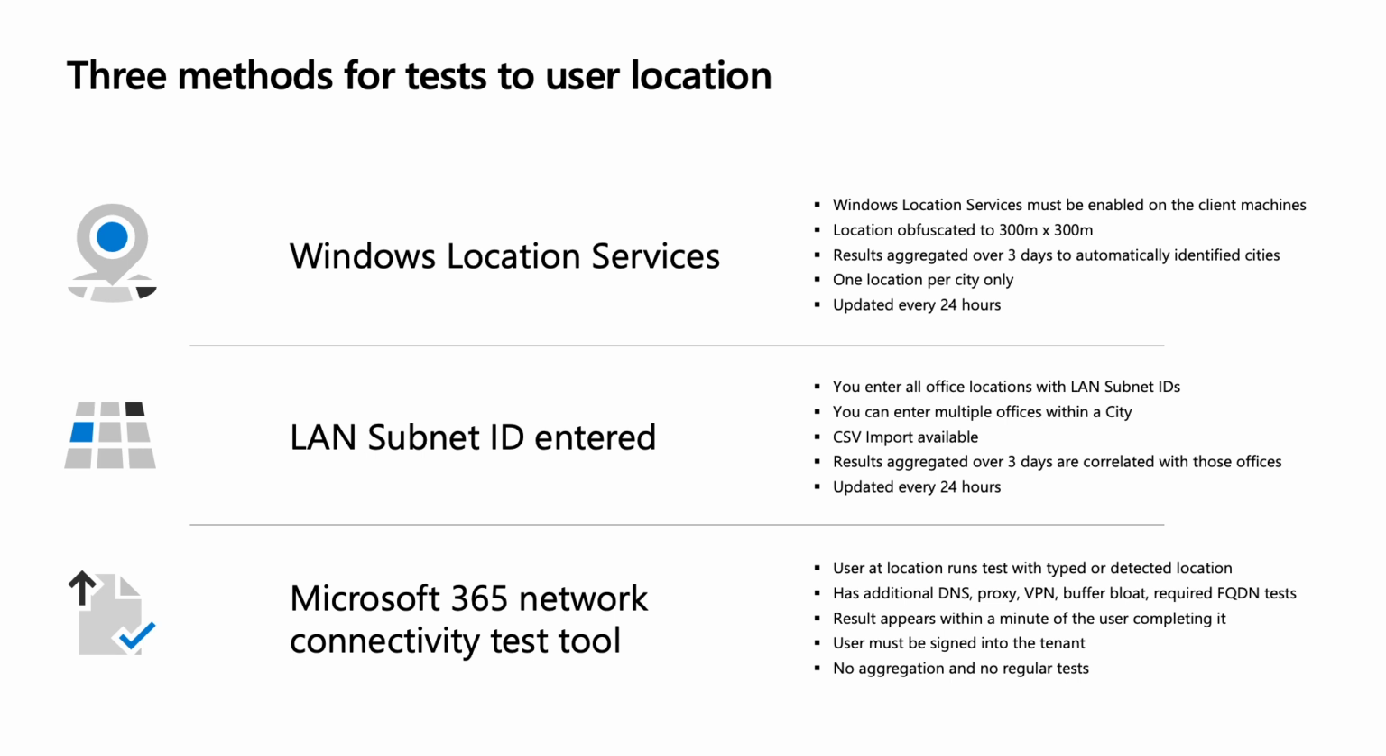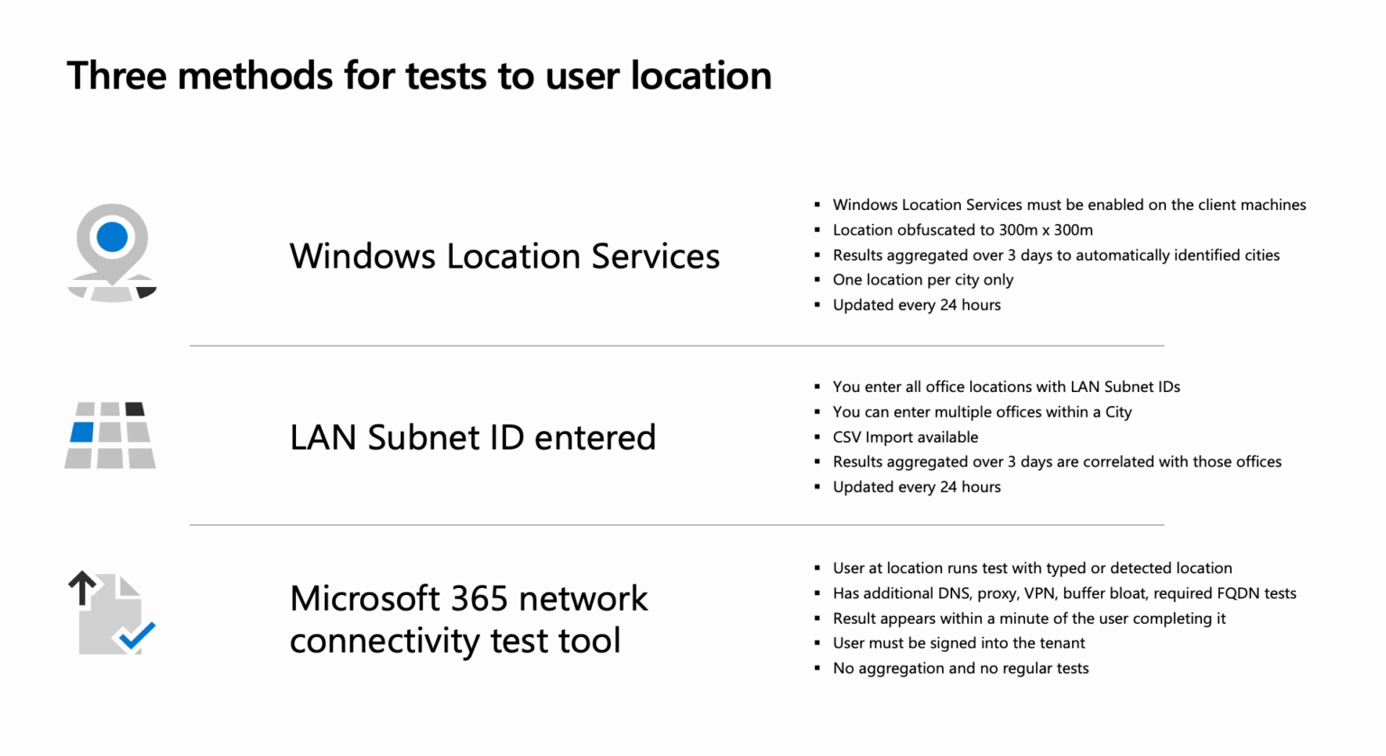The user can choose to use Windows location services in their browser, or they can type in their location and associate that with their test. This has some additional tests that you can use. We test DNS, proxy servers, VPN, buffer bloat, and all of the required FQDNs that Office 365 requires.